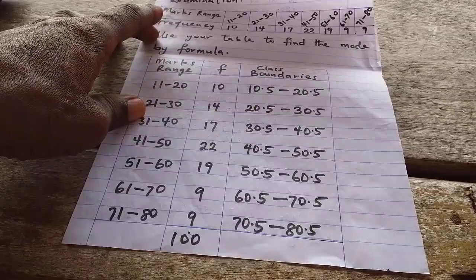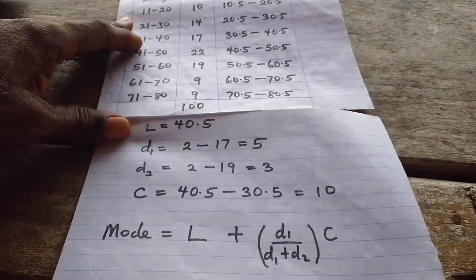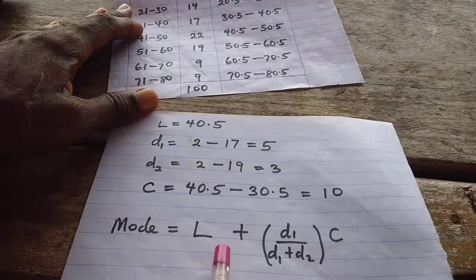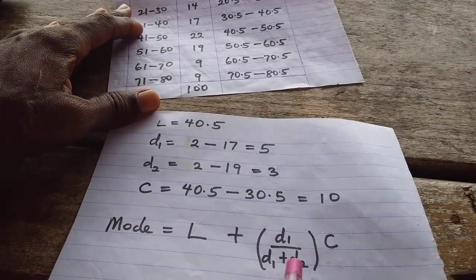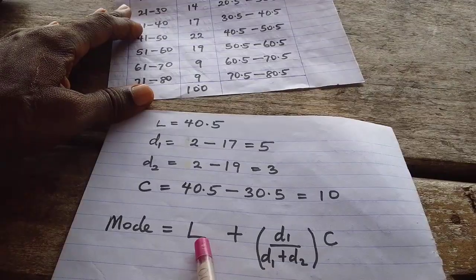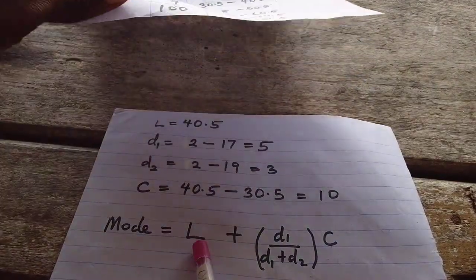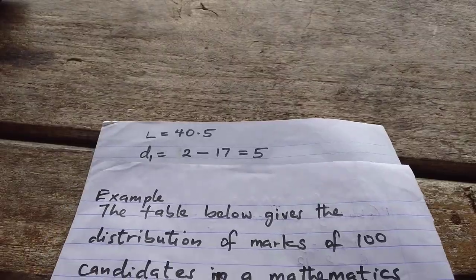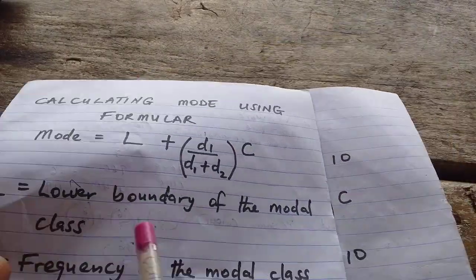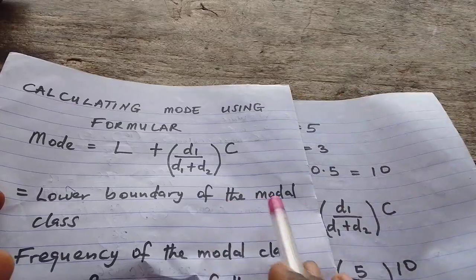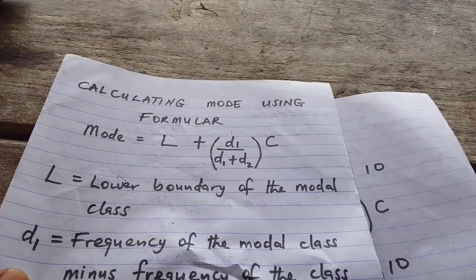Then after this, let's try to get the parameters. The formula says the mode is L plus D1 over D1 plus D2 times C. So that means we need to know the value for our L. Coming back to the definition we gave earlier, we said the L is the lower boundary of the modal class.